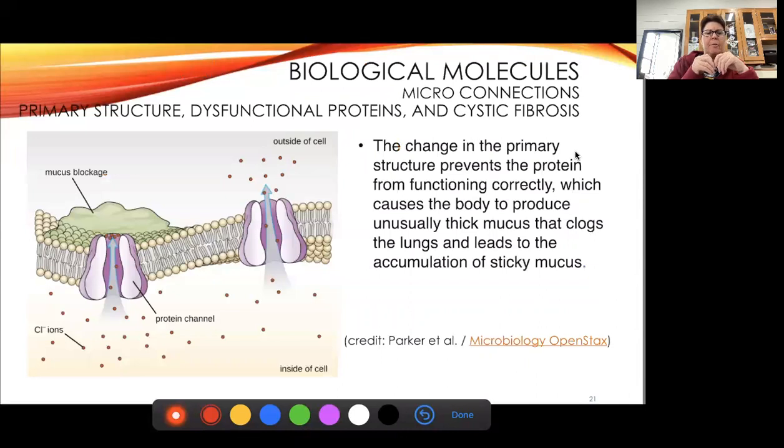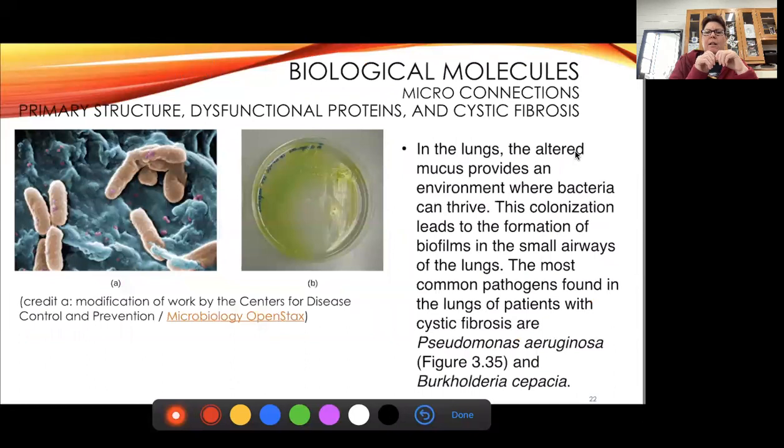So here is a picture of that channel protein. It's not working properly, and so we end up getting this mucus coating. That mucus coating sticks to the lungs and interferes with being able to breathe. In the lungs, like I said, that altered mucus provides an environment. So not only does it prevent breathing, but it also sets up this lovely habitat for pathogens, for bacterial infections. People that have cystic fibrosis are in a constant battle with this. They're on a lot of different medications to help with that mucus buildup and to prevent the potential of infections. This is one of the things that will eventually lead to them passing.